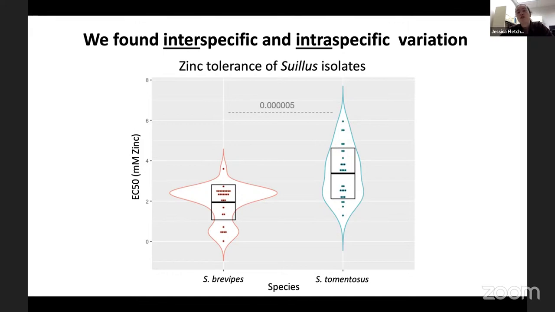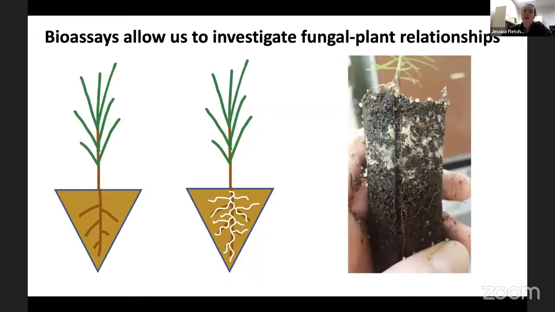And we also see a lot of intraspecific variation too, where different isolates of the same species show different levels of tolerance to zinc. So when we want to then look at how our fungus interacts with the plant partner, we can set up these bioassays in the lab where we grow a pine seedling in a soil cone, and then we can inoculate the roots with our fungal isolates of choice.